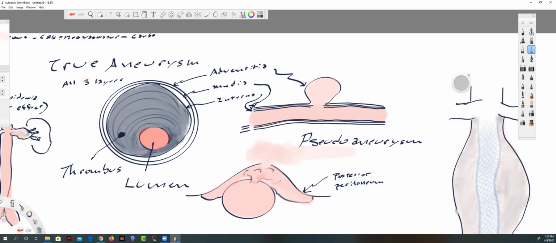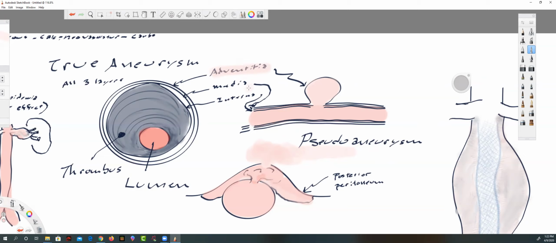So anyways, yes, true aneurysms, pseudoaneurysms, two kinds of pseudoaneurysms. One where at least the adventitia is still intact. Maybe the media as well, but at that point, how would you even know? But the adventitia is still intact, so the blood is still contained, or a pseudoaneurysm where the blood is literally leaking out of the artery.